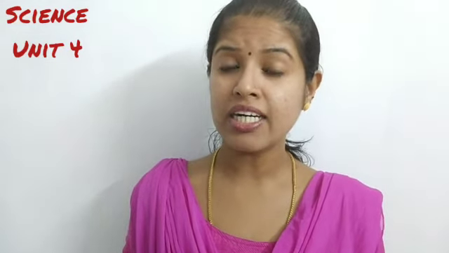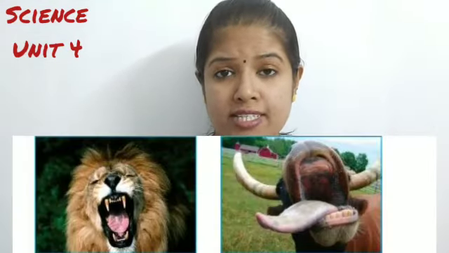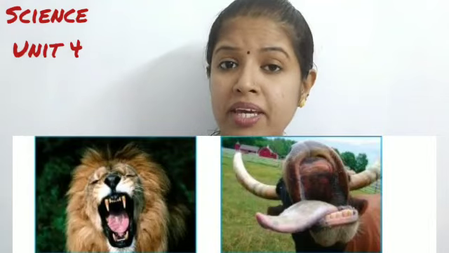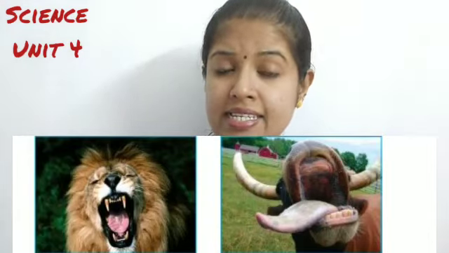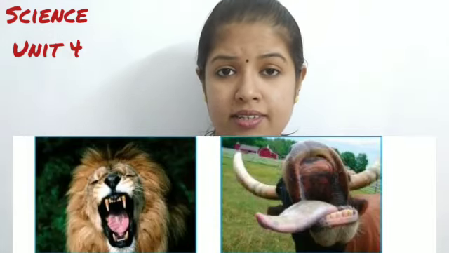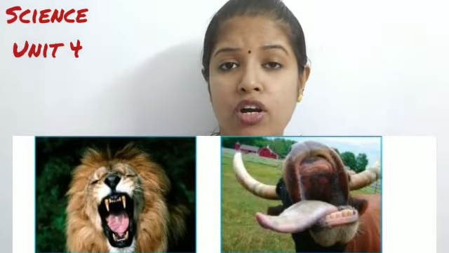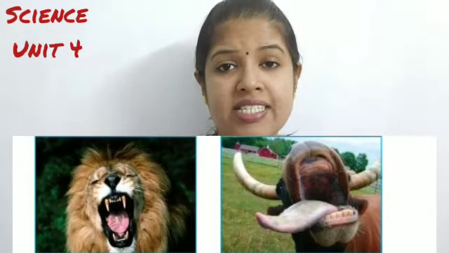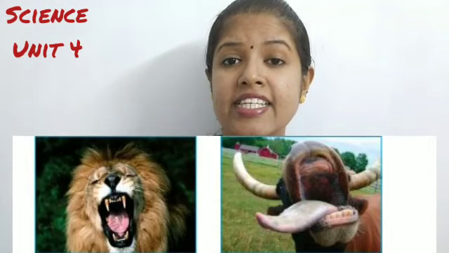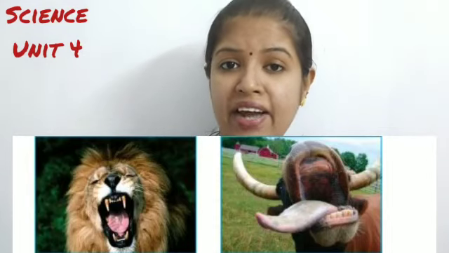Then about herbivorous and carnivorous. We human beings have, I told you, canines, incisors, premolars, molars. Herbivorous animals also have all these four types of teeth, and mainly the teeth are used for chewing and grinding the grass.